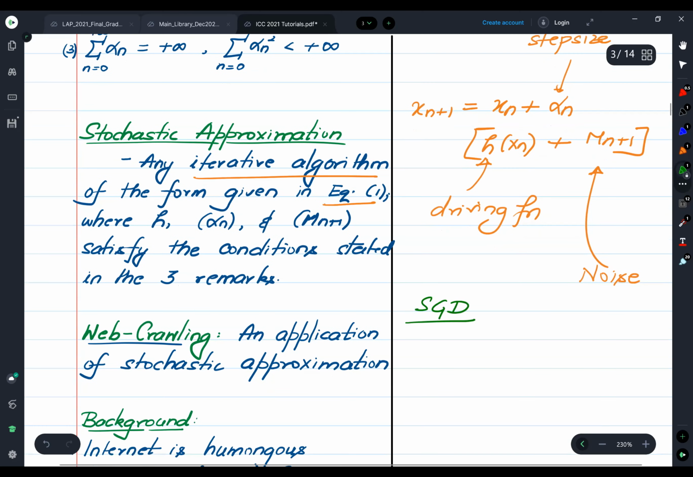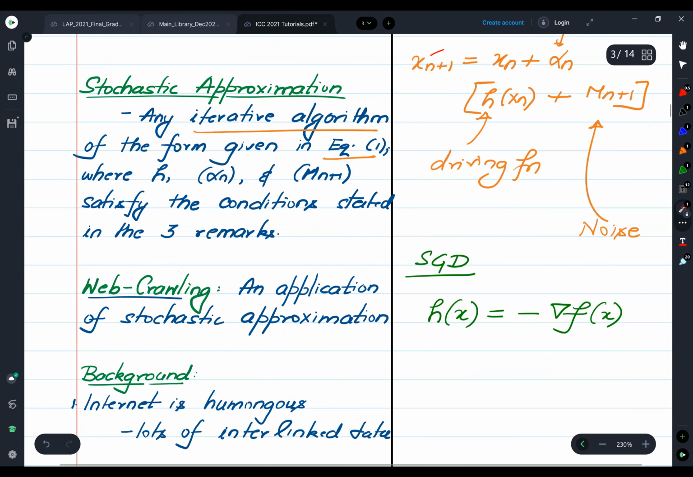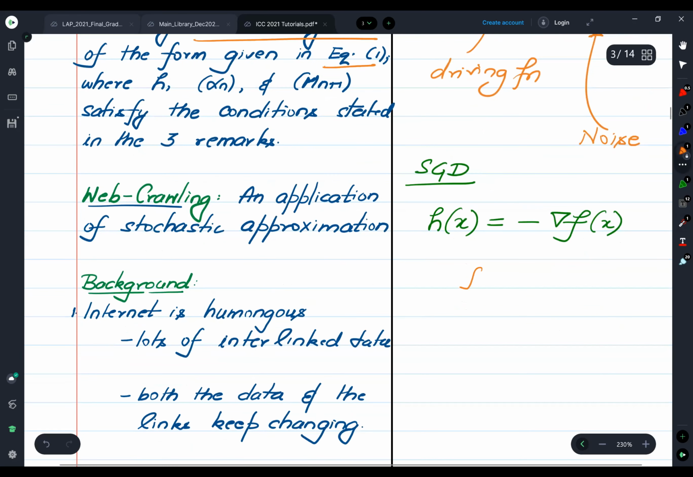In the context of stochastic gradient descent, this function h(x) is usually the negative of the gradient of some function f. So what does stochastic gradient descent mean? Let's first recall what the gradient descent algorithm is. Let's say I want to find the minima of this function f. Then the gradient descent algorithm is basically x_{n+1} = x_n + alpha_n times minus grad f(x_n). So this is the gradient descent algorithm.